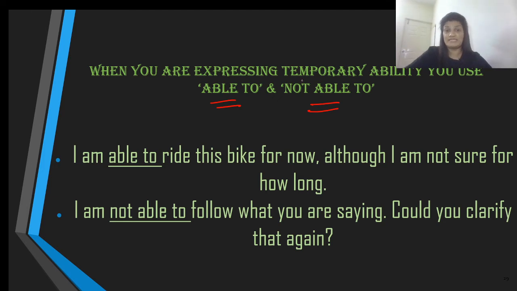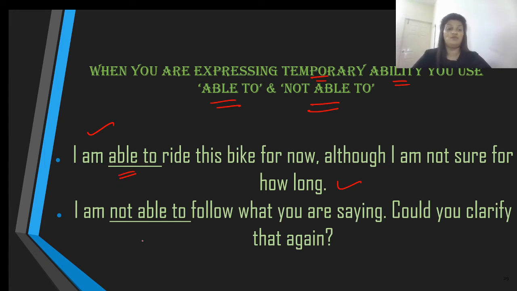When you are expressing temporary ability, you use able to or not able to. As in when you say, I'm able to ride this bike for now, although I'm not sure for how long. So let us say your vehicle is not working, probably it stopped suddenly, and you fixed it somehow, and you called your friend and you're telling him that for now I'm able to ride this bike, but although I'm not sure how long it's going to run, it might stop again. So this is temporary ability. For now, I'm able to.